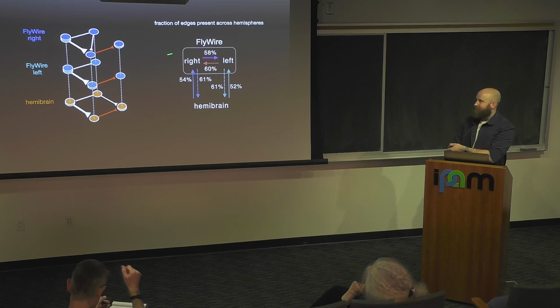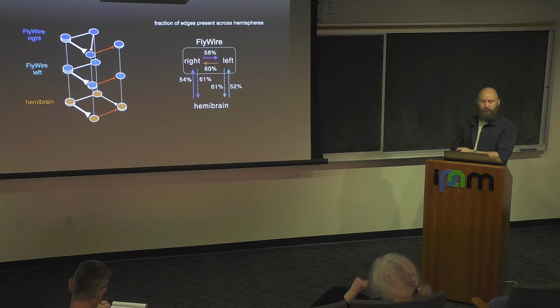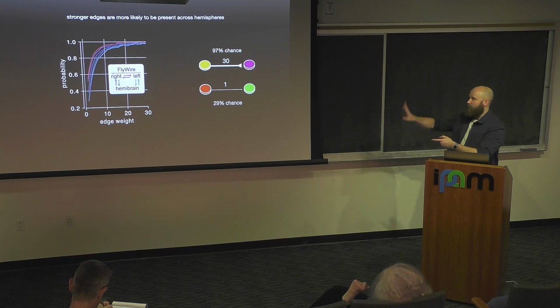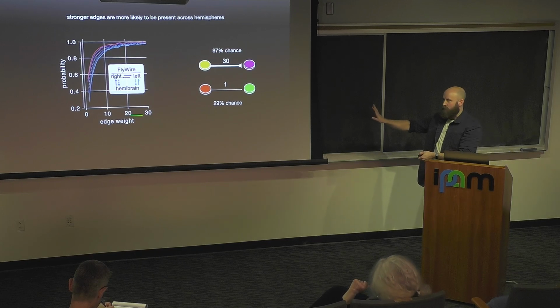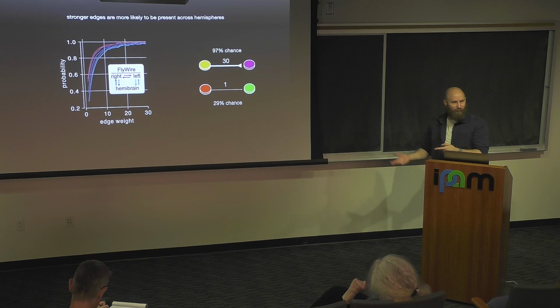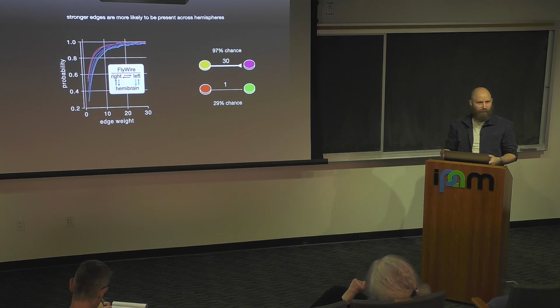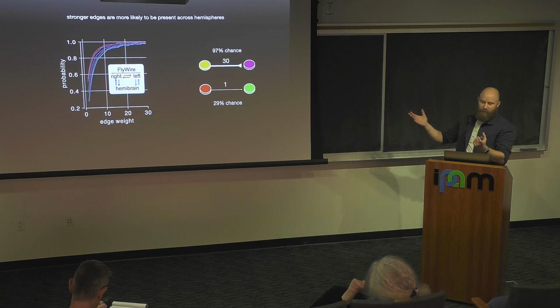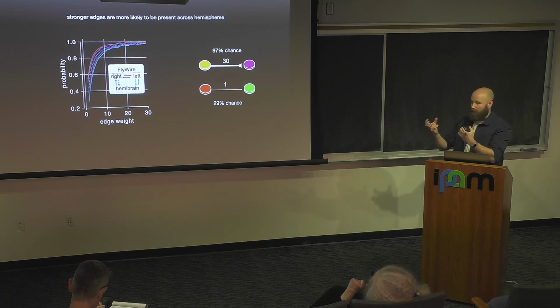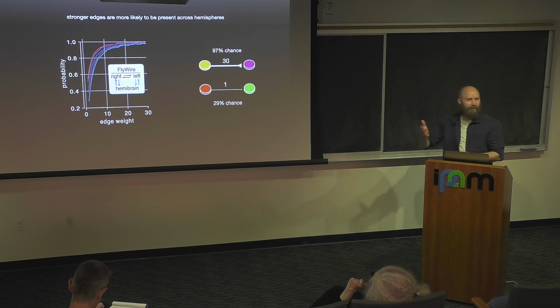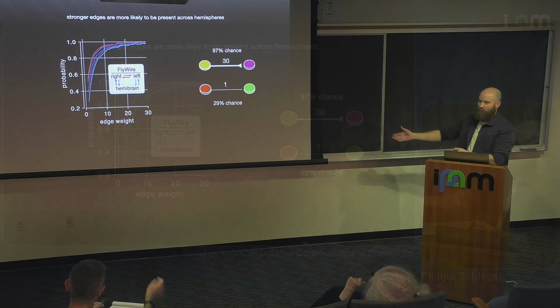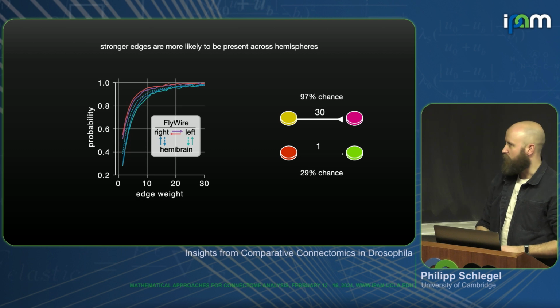And essentially, it looks a bit grim, to be honest, right? However, if you then correlate this with the strength of the edge, so the number of synapses, then, somewhat intuitively, stronger edges are more likely to be conserved. No surprise there. And just to give you an idea, if you've got an edge made up of 30 synapses, there's a 97% chance that you'll find it in a second brain. Conversely, for a one synapse edge, only just under 30%.